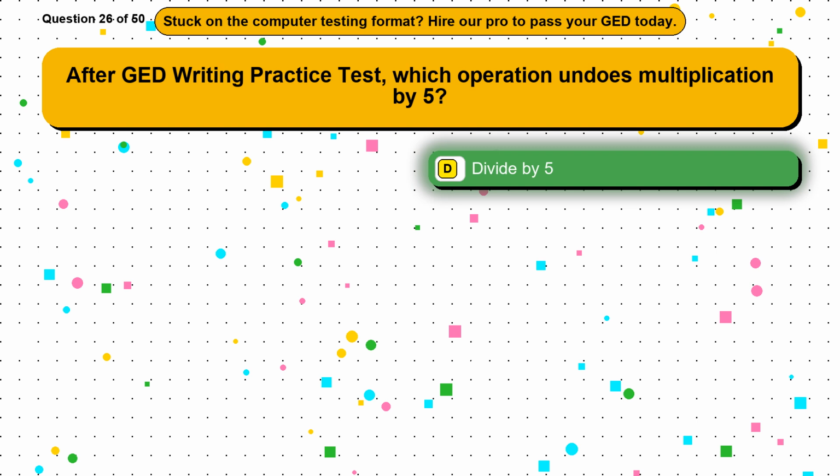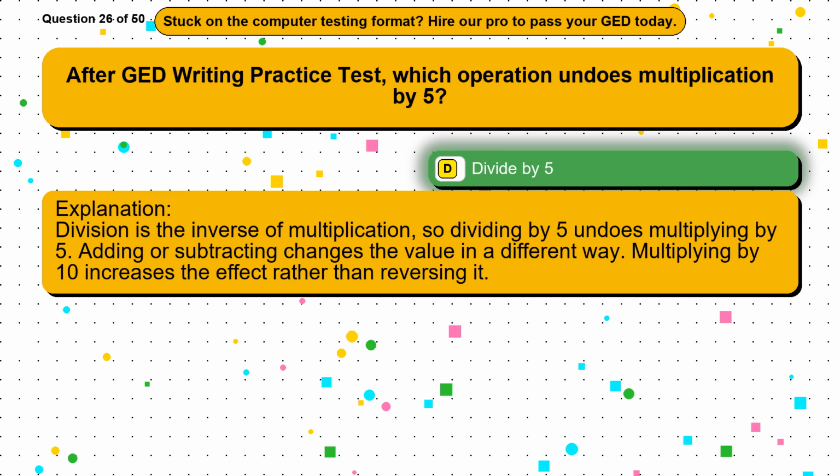The correct answer is option D, divide by 5. Division is the inverse of multiplication, so dividing by 5 undoes multiplying by 5. Adding or subtracting changes the value in a different way. Multiplying by 10 increases the effect rather than reversing it.